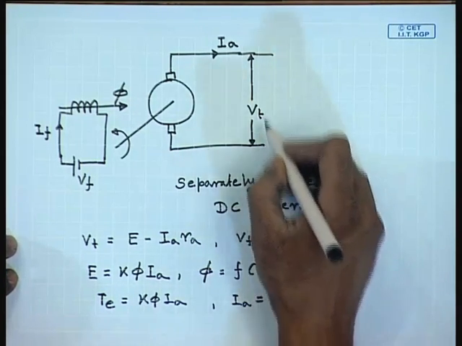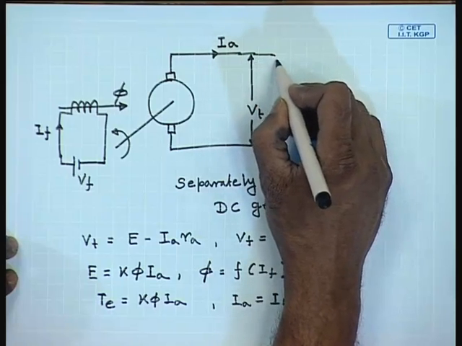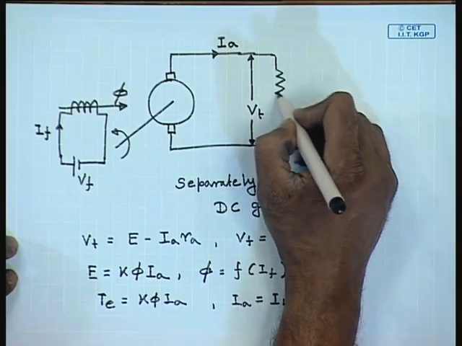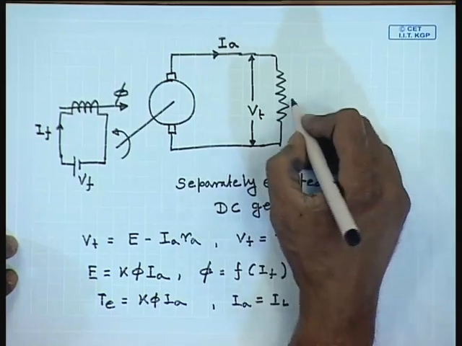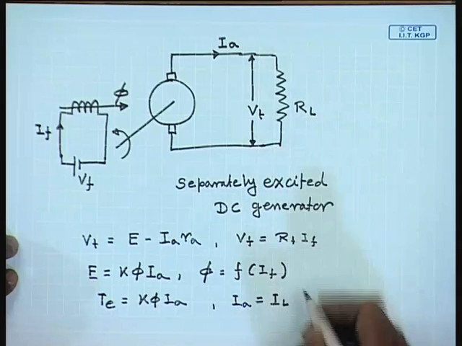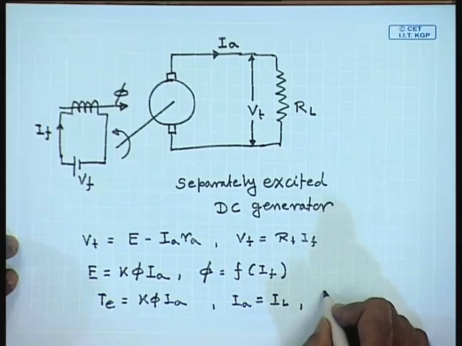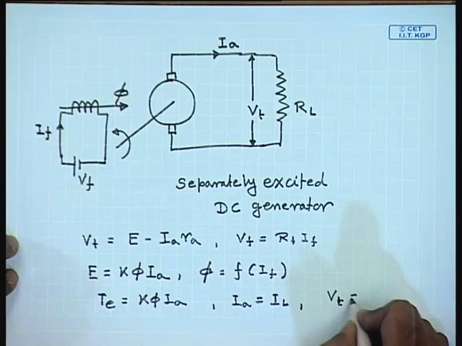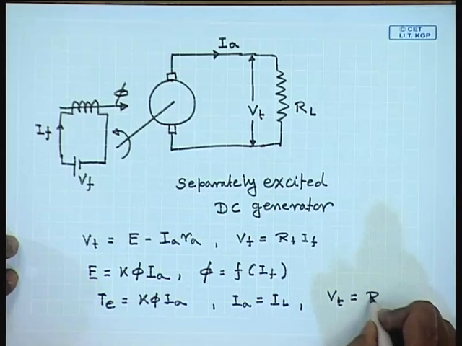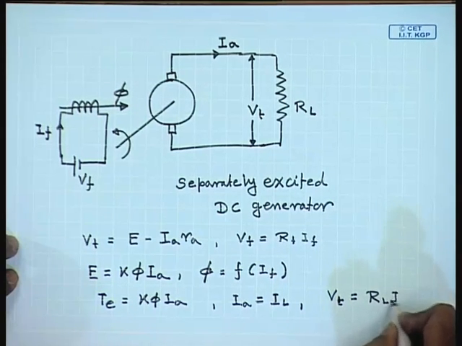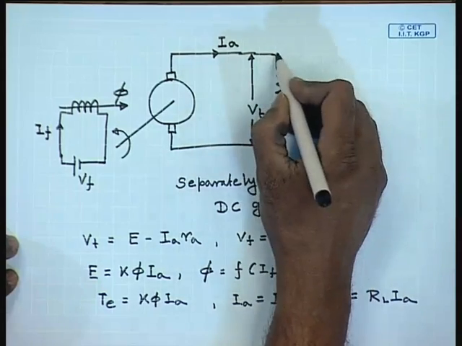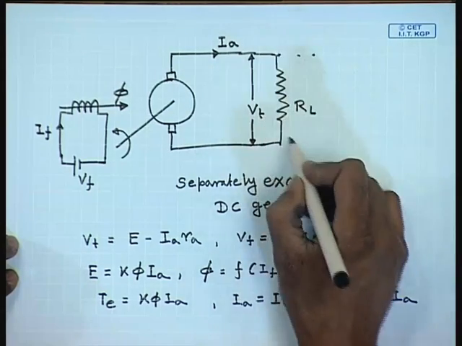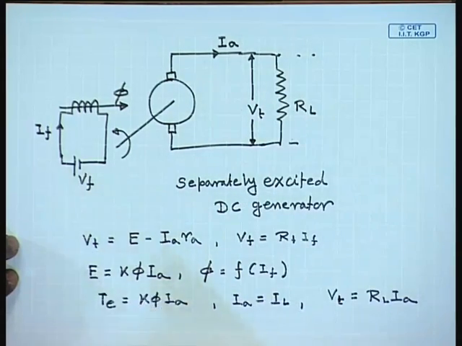Since the armature terminals supply the load, the armature current is the same as the load current I L. It is to be noted that this generator can either supply a standalone resistive load R L, in which case we have the further relation V t equal to R L I A, or it can be connected to a DC bus having a terminal voltage equal to V t.